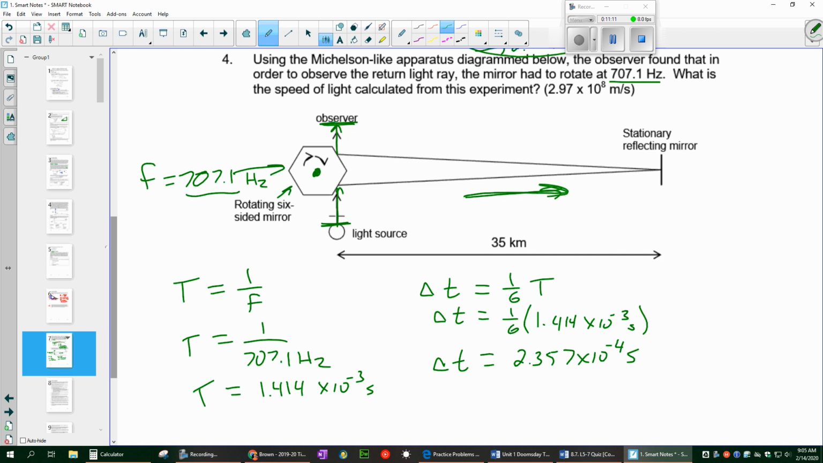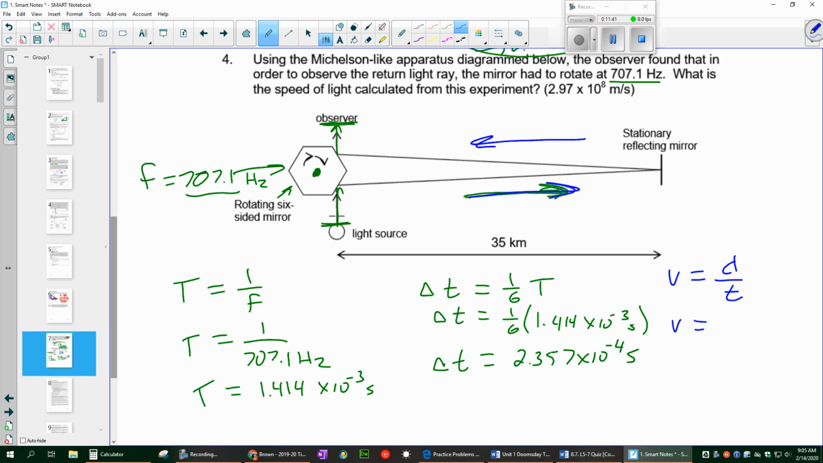Okay, and we're almost done, because the good thing about light is that it travels at a constant speed, so we get to use the easy formula: V is equal to d over t. If I want to figure out the speed here, this is a point where people might make a mistake. How far did it go? 70, because it was 35 that way and 35 back.